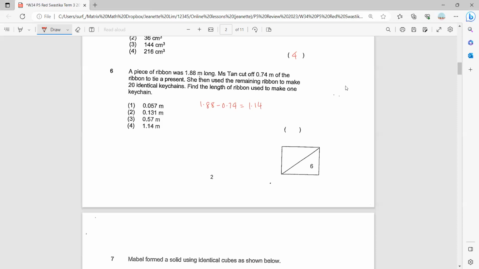This will give us 1.14. Then with this amount of ribbon, she went to make 20 keychains. So to find 1, you need to divide by 20. Okay, so 1.14 meters divided by 20. How do you divide by 20? So you can first divide by 2, then divide by 10.